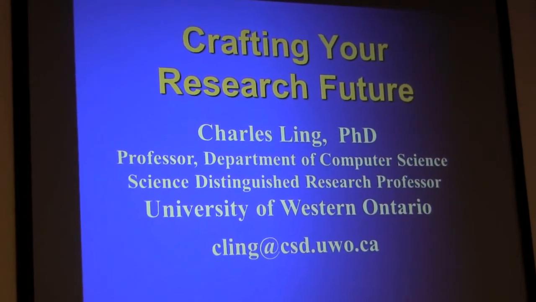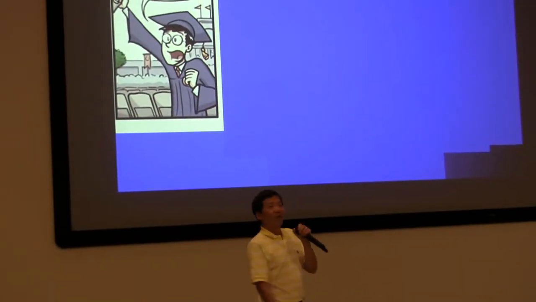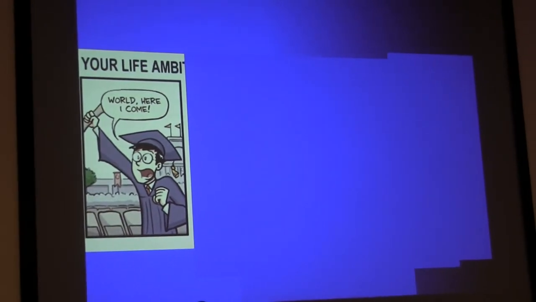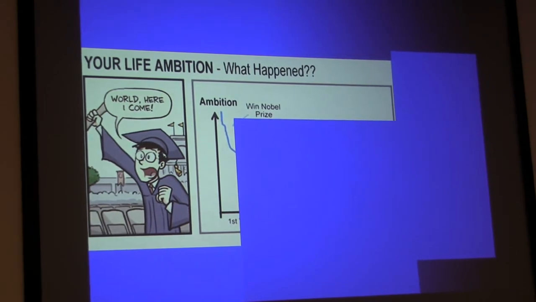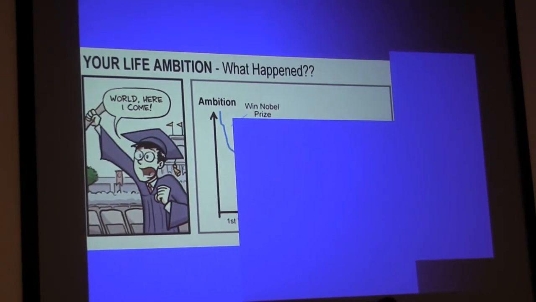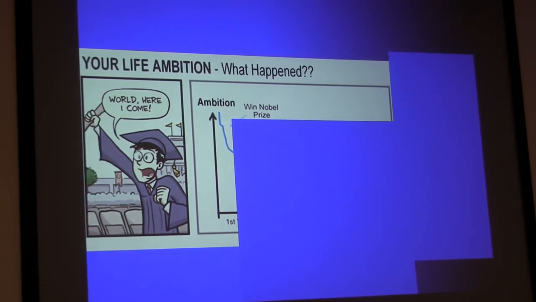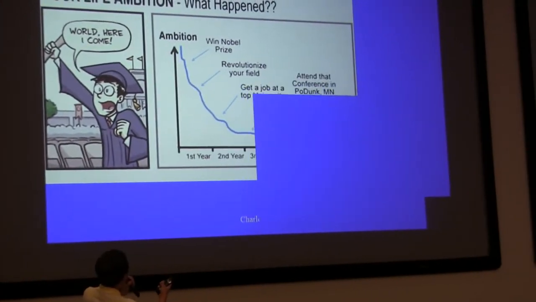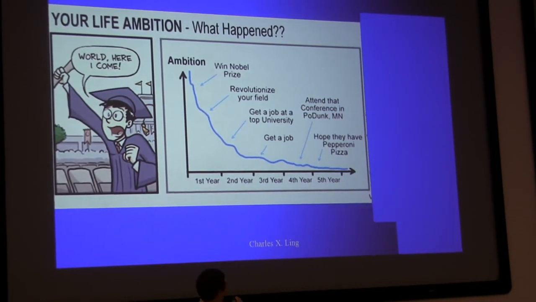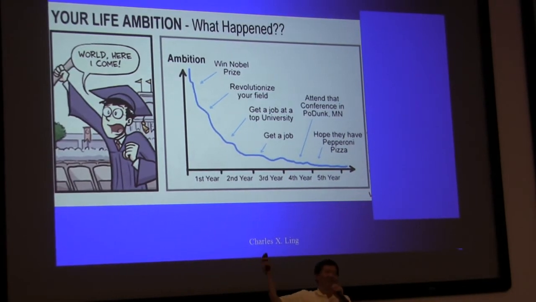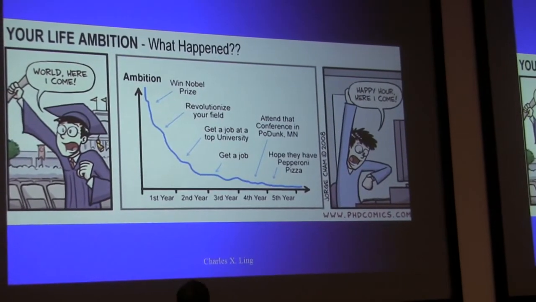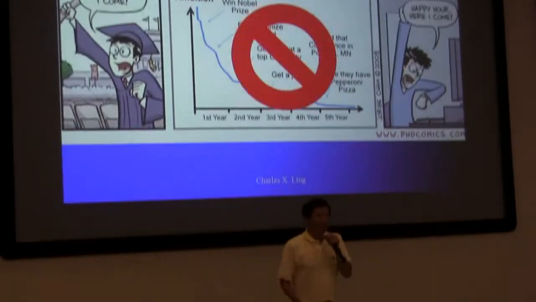So first of all, maybe most of you have just obtained your bachelor's degrees. So here I come in the world, you are very excited. And you are highly ambitious. So right now your ambition is to win a Nobel Prize. Right? Let's say you're a PhD student, and then maybe over the years it will be something like this. So soon you revolutionize your field, and then later get a job at a top university, later get a job, and later attend a conference in Podunk, Maine. Happy hours, here I come. And we do not hope to see this happen.